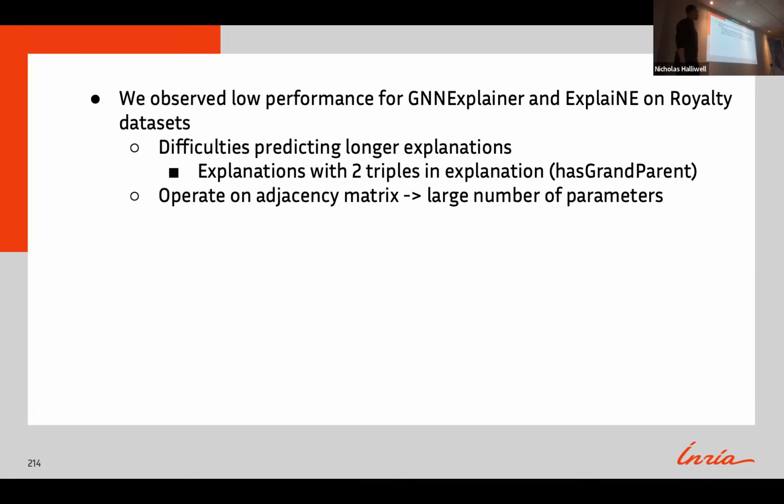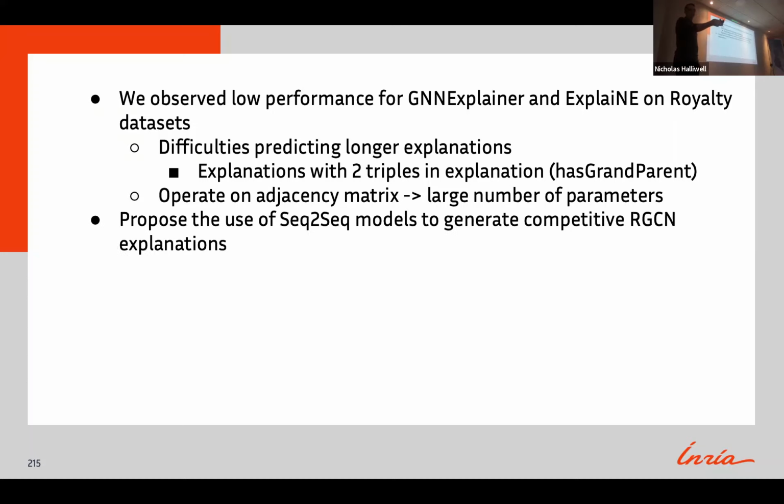What both of these algorithms have in common is that they operate on the adjacency matrix. So GNN explainer has a parameter for each element in the adjacency matrix, and explainee computes a gradient for each element of the adjacency matrix. So we wanted to propose a sequence-to-sequence model that has a competitive performance, but also has a smaller number of parameters. So we also propose an approach to generate false triples, which helps train the sequence-to-sequence model.